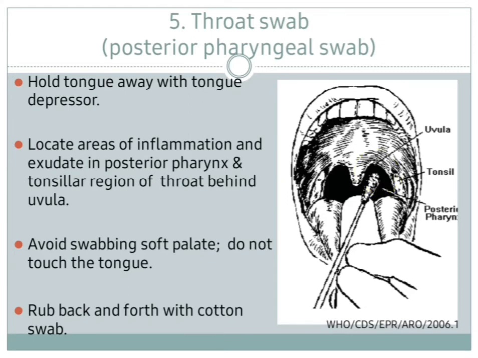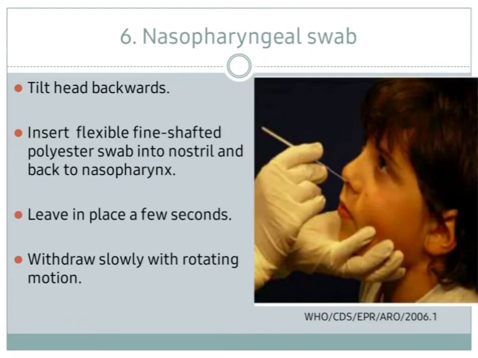Otherwise, if we touch the soft palate or the tongue, then we will take other microorganisms, sometimes the normal flora, that are not the real cause of the tonsillitis. So we have not to touch the tongue or the soft palate, and we need to reach our target, which is the posterior pharynx and tonsillar region of the throat. When we reach the target, we rub back and forth over the area with the cotton swab. In this way, we take the swab and then examine it. This is about the throat swab.